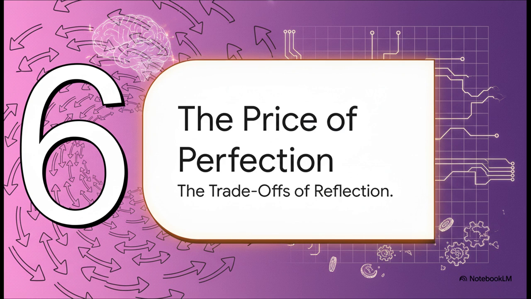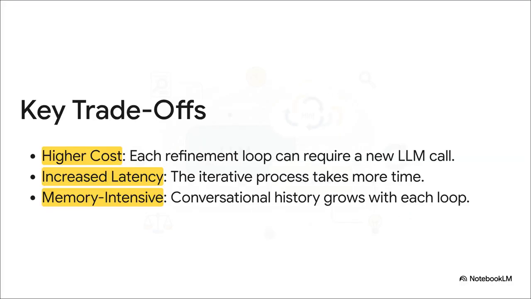This whole process, this quest for perfection, comes with some very real trade-offs you have to think about. First up, cost. Every time you go through that critique and refinement cycle, that's potentially another expensive call to the language model, and those API calls can really add up. Second, there's speed or latency. All this back and forth takes a lot more time than just getting a single answer, so it's probably not the best for things that need to be instant.